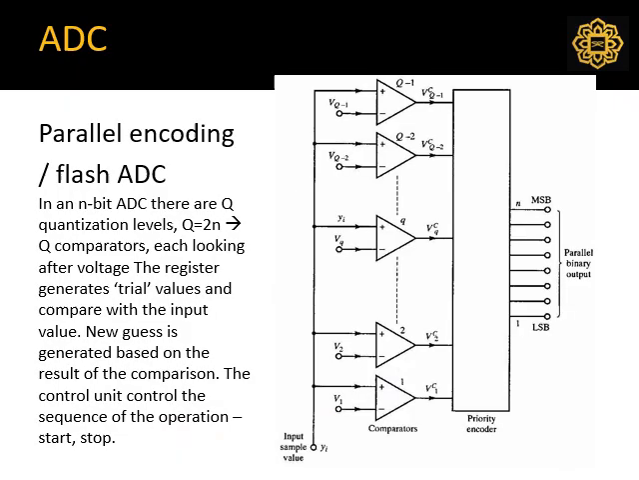Okay, we have some other parallel encoding. In this case, you have an n-bit ADC, and you have comparators, each looking after a voltage, and the register generates trial values and compares them with the input values. So you have multiple comparators, and you can do all the comparisons simultaneously. Once you turn on and off from MSB to LSB, you finalize the value you should look for. So you have multiple comparators in this case, not like the other case.